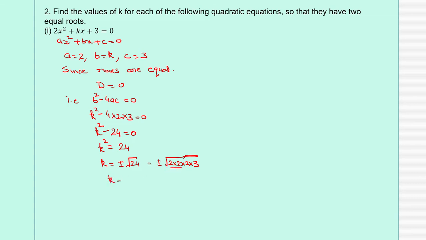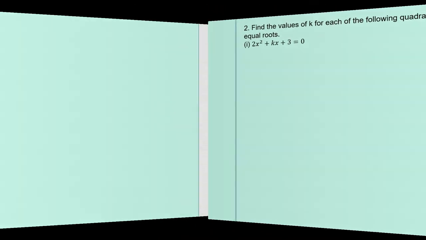So we get k is equal to plus minus 2 root 6. As it was given that roots are equal, we applied that D is equal to 0, and D means discriminant is 0, and the discriminant is given by b square minus 4ac is equal to 0. After substituting the values, we get the value of k. Now moving on to the next question, question number 3.